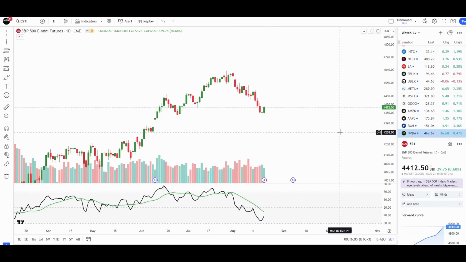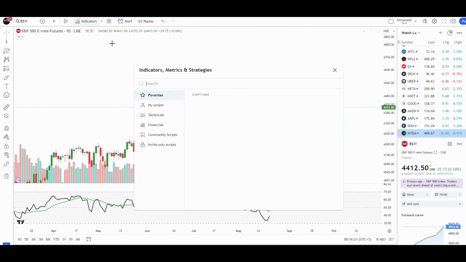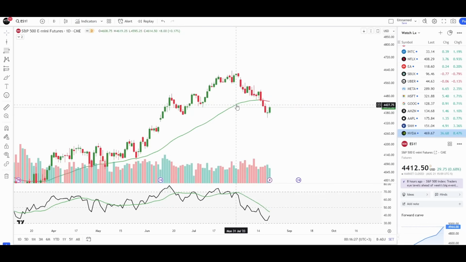Okay, so I talked about a lot of levels on the S&P 500, the SPY. Now, let's just talk about candlestick structures. And in this example, on top of our momentum indicator, the RSI, let's add another indicator. Let's just use moving averages, okay? Let's use EMA. So I'll use colored EMA. Here it is. Added it, okay?